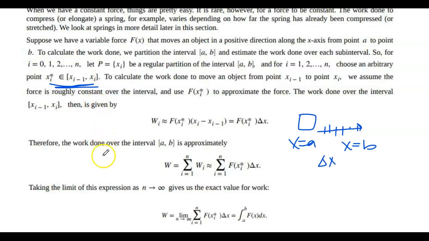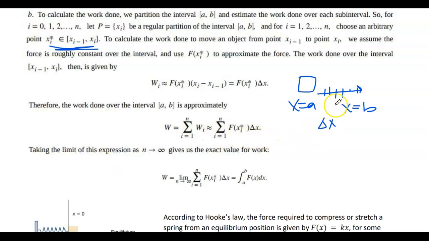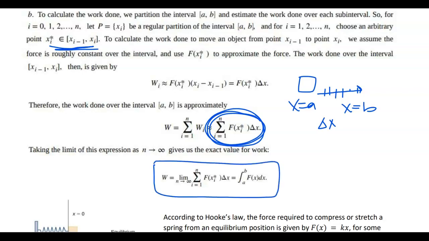You might see where we're going with this. So if you add up all of those work intervals, you end up getting the force on that itty bitty interval times that distance. Well, overall, as we let n go to infinity, or the delta x piece goes to 0, this is what we're going to get.